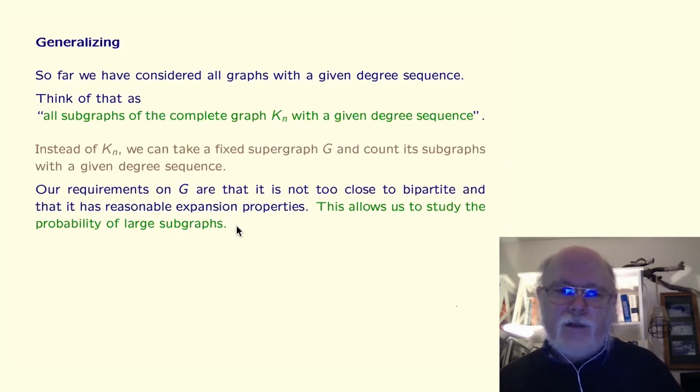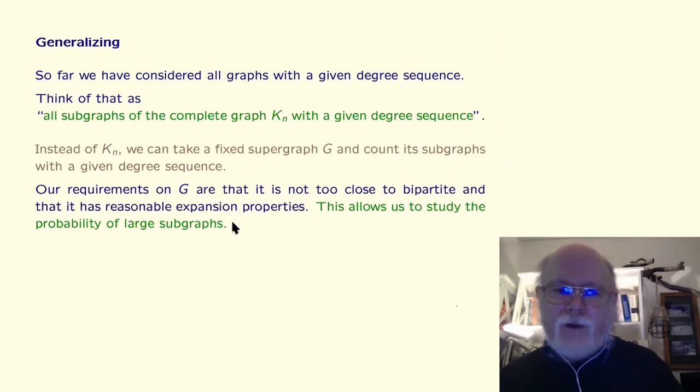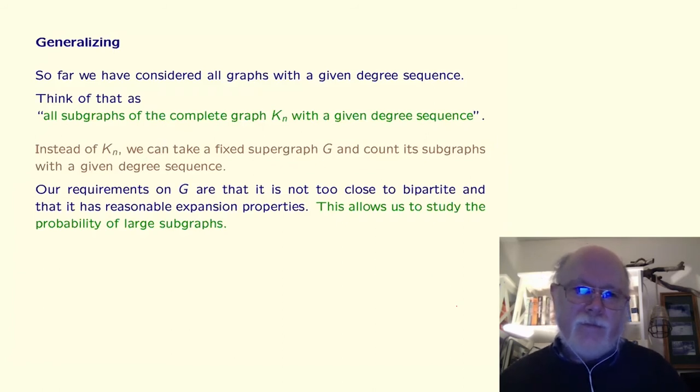And this allows us to do things like studying the probability of very large subgraphs in a random graph with given degrees. So if you want to know how many regular graphs of degree n over 2 contain a particular regular graph of degree n over 3, we can do that sort of thing.